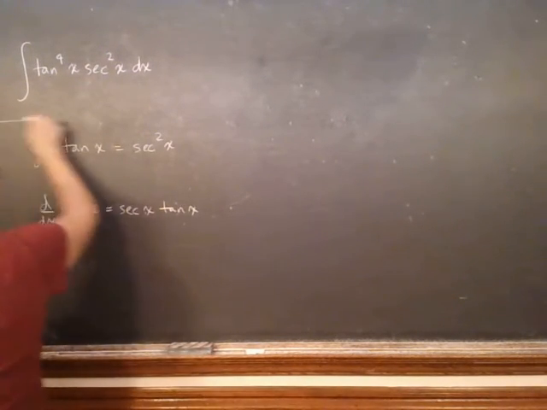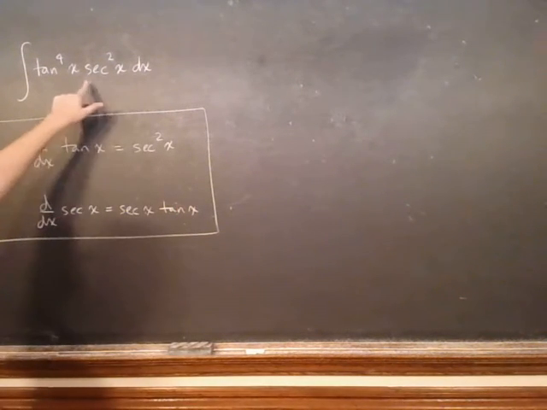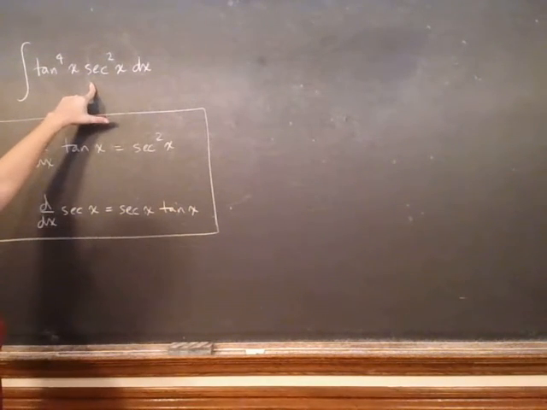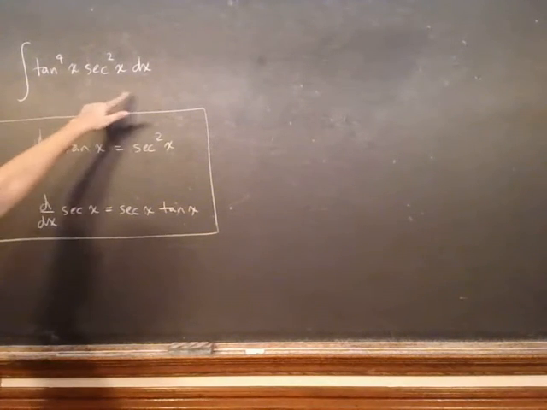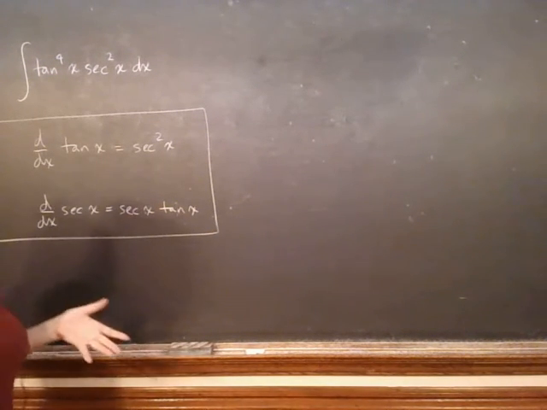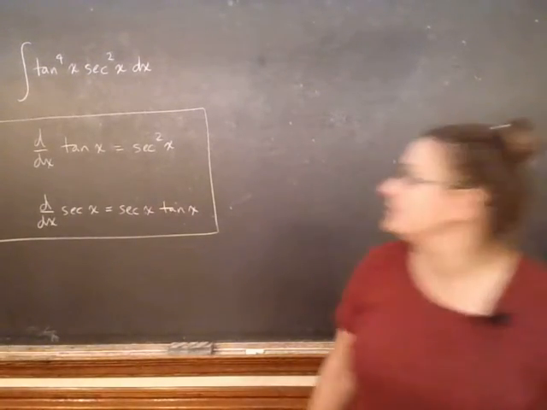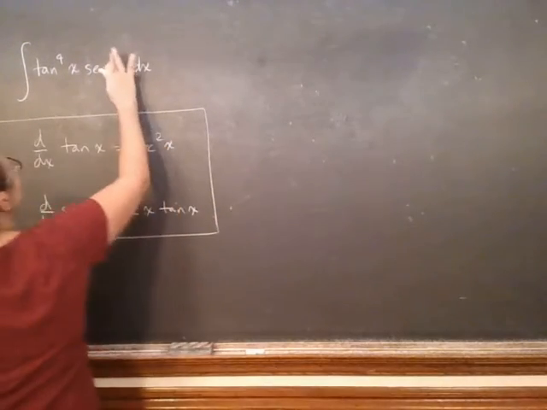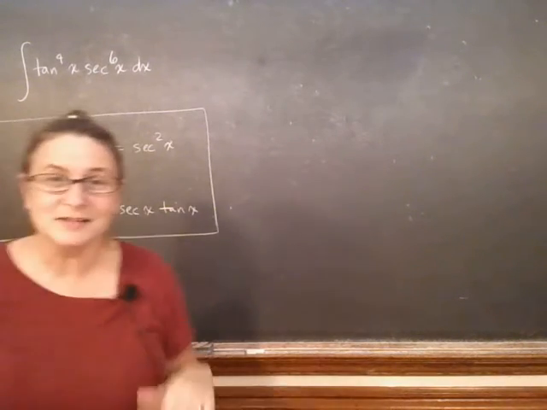So you can see for this first one, I have a secant squared dx right here. So I almost don't even need to do anything here. I can just go ahead and straightforwardly do a u substitution. Why did I put this one? Oh, because I didn't write it up. It was supposed to be this. That's easy, right?